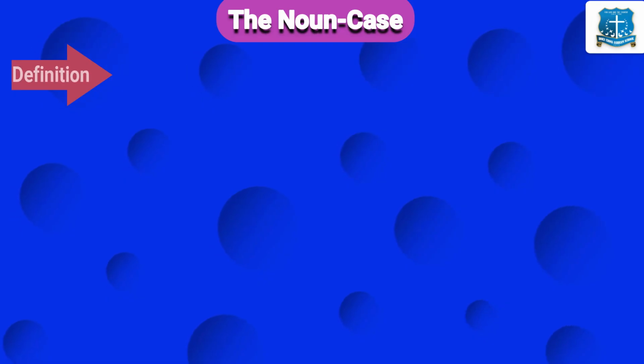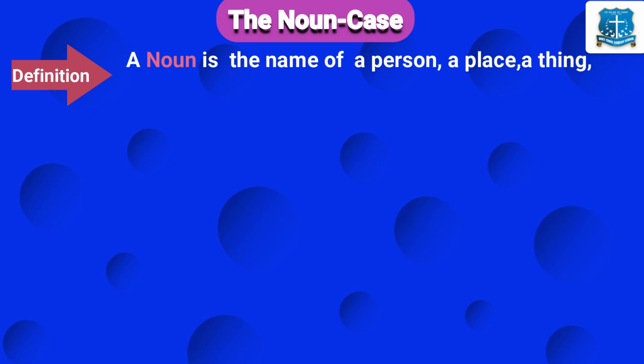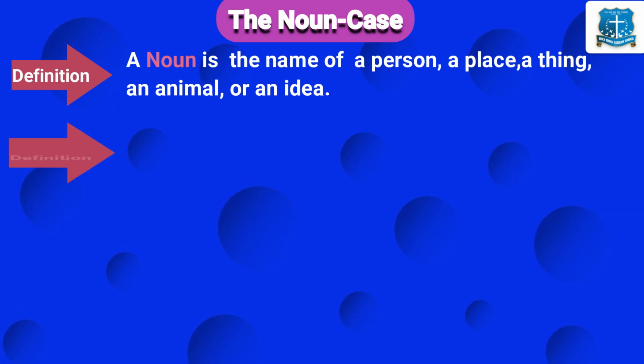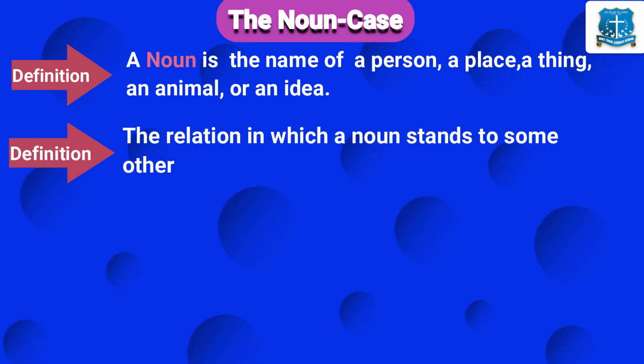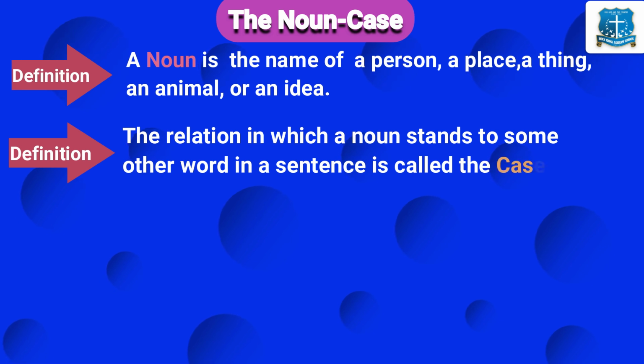The noun case. Do you know what is a noun? A noun is a name of a person, place, thing, animal, or an idea. This is the definition of noun. Now, what is a case? Definition: the relation in which a noun stands to some other words in a sentence is called the case.